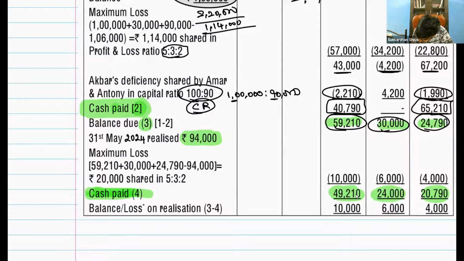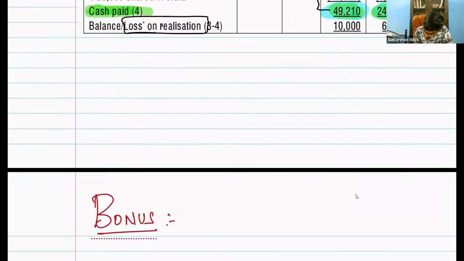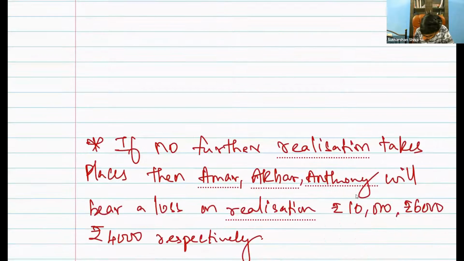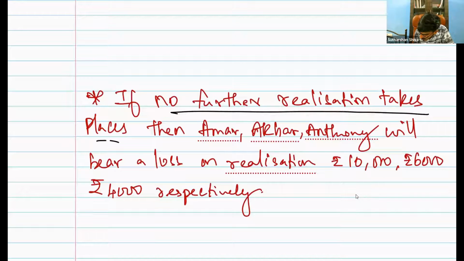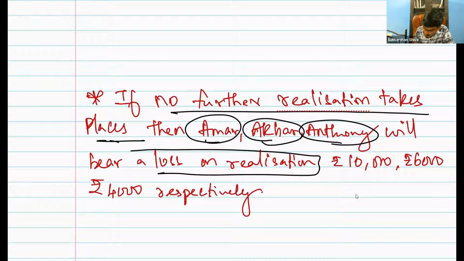The cash paid items, I will mark it in different color. These are the cash paid items. This cash paid items in realization, we need to show it on the credit side. Credit side realization, we are making a payment, right? We need to show it on the credit side. Next, balance of loss on realization, the 10,000, 6,000 and 4,000. What you need to do? If no further realization takes place, then Amar, Akbar and Anthony will bear a loss on realization of 10,000, 6,000 and 4,000 respectively. That's what they give.